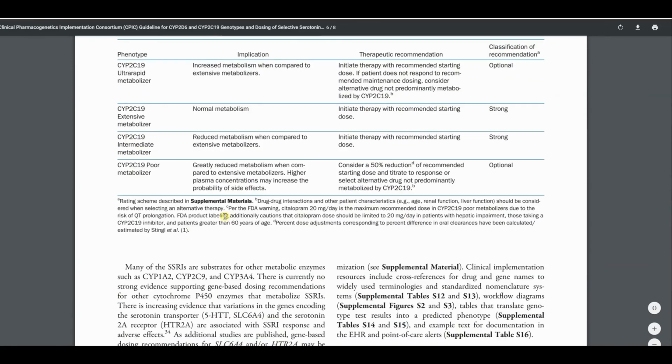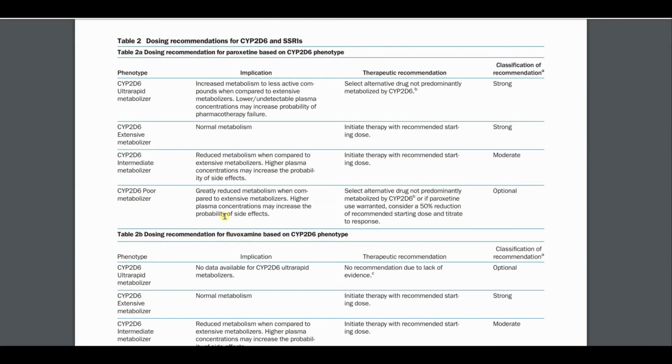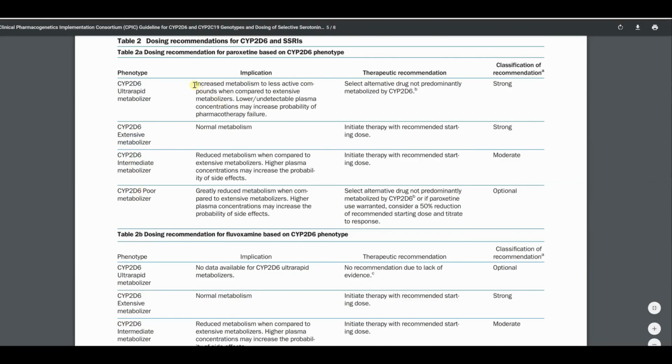So a bunch of different dosing guidelines in this one, but again, for our question there, we were just interested in the dosing recommendation for paroxetine. And let's look at it. Let's see. So they did it the same order I did it: ultra rapid metabolizer, extensive, intermediate, poor. And essentially, we went over this.